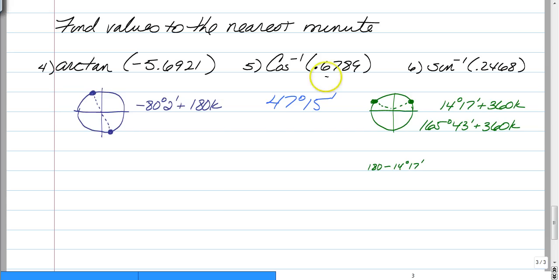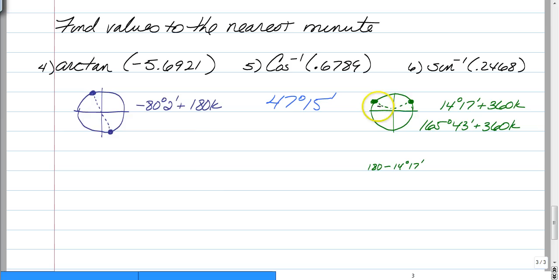Number 5, all you had to do is use your calculator to get 47 degrees and 15 minutes. That's it. You're done, because it is a big cosine. Number 6, you had to use inverse sine, and you used the calculator to get 14 degrees and 17 minutes, of course, plus 360k. Now, how did you get the other one?